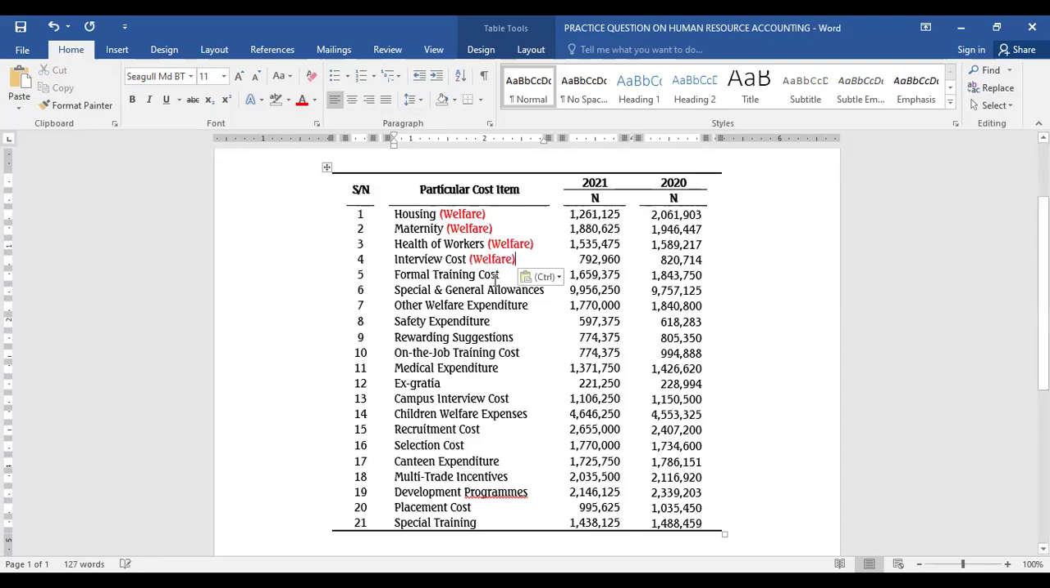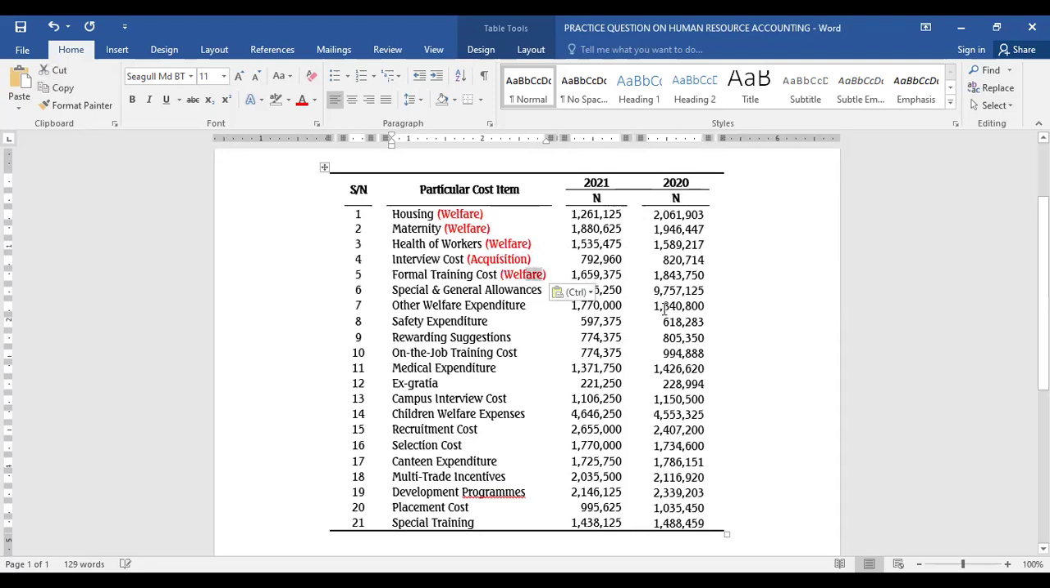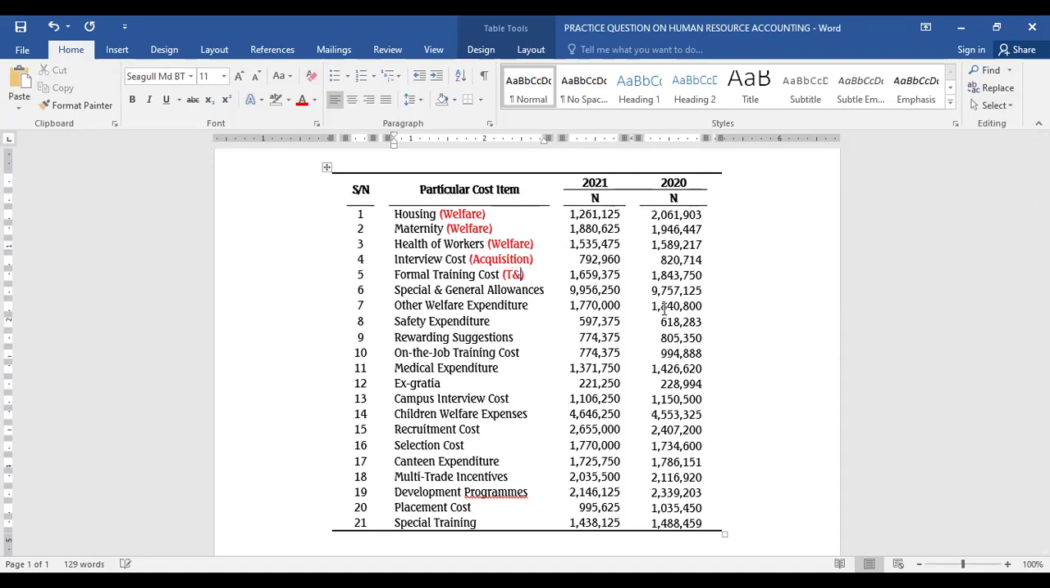Interview costs, you agree with me that interview cost has to do with acquisition. So they are trying to bring you on board. Acquisition cost. Yes. So formal training, that's training and development. So training and development. So come here and say, for short, I can call it T&D.